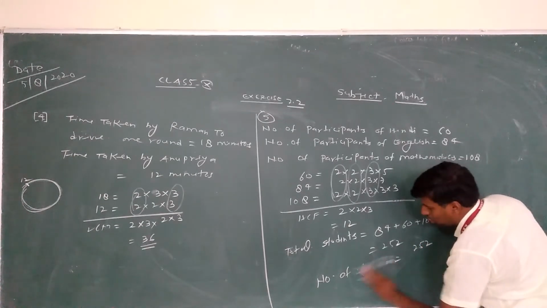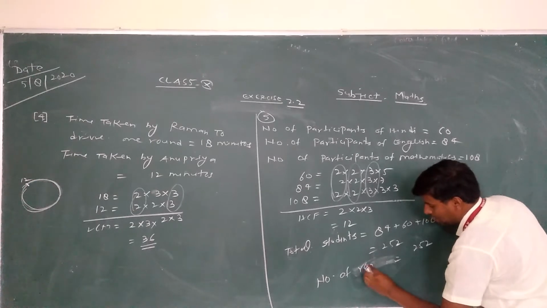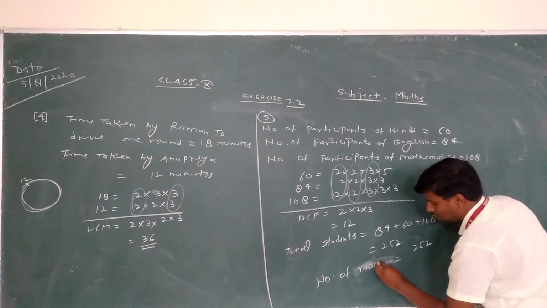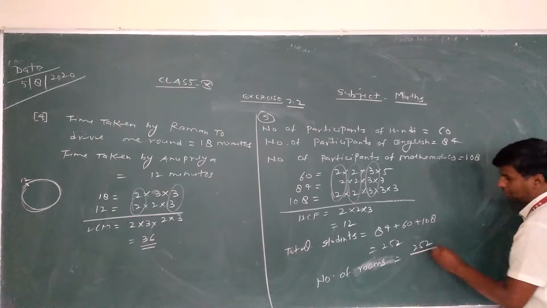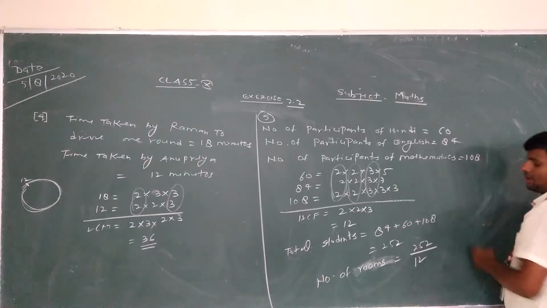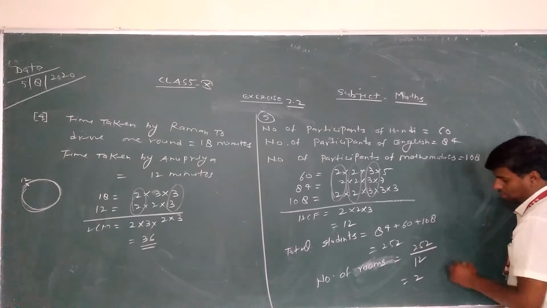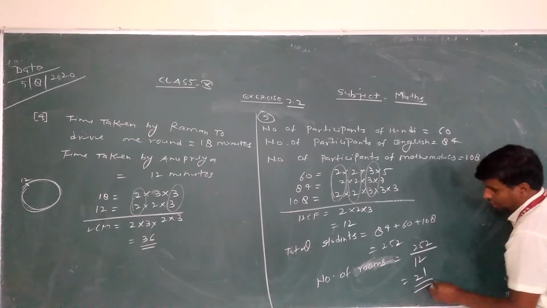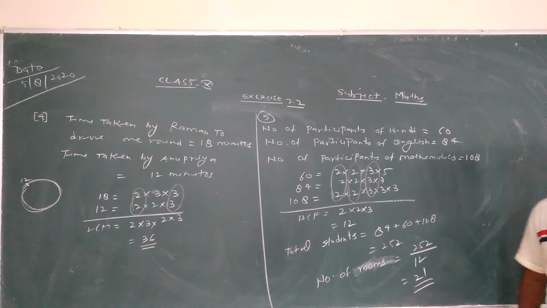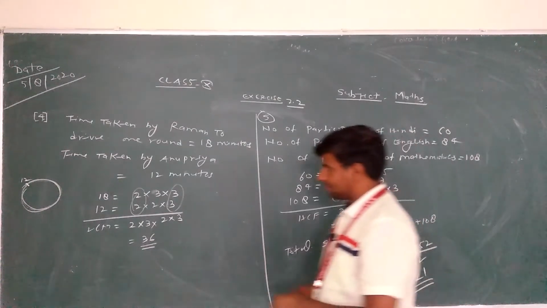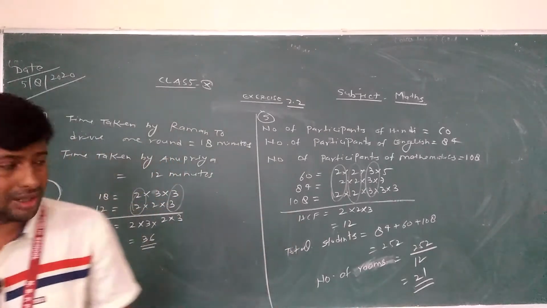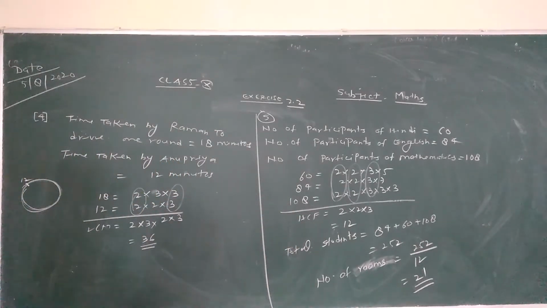Number of rooms. So number of required rooms 252. Common students is 12 divided by 12. So it is 12 to the 24, 12 to the 1. So number of rooms, that is a total. That's clear? So students of class 10, in this way we completed exercise 2.2.